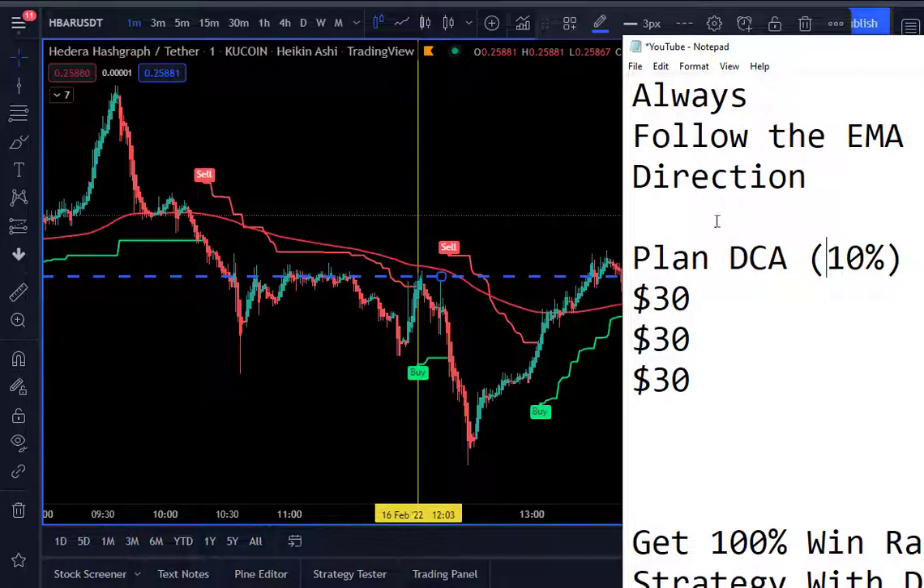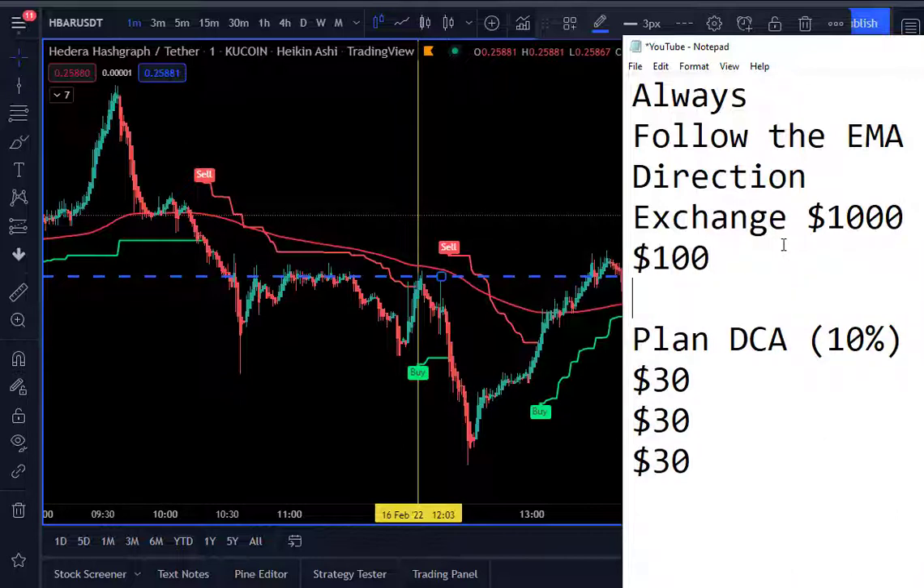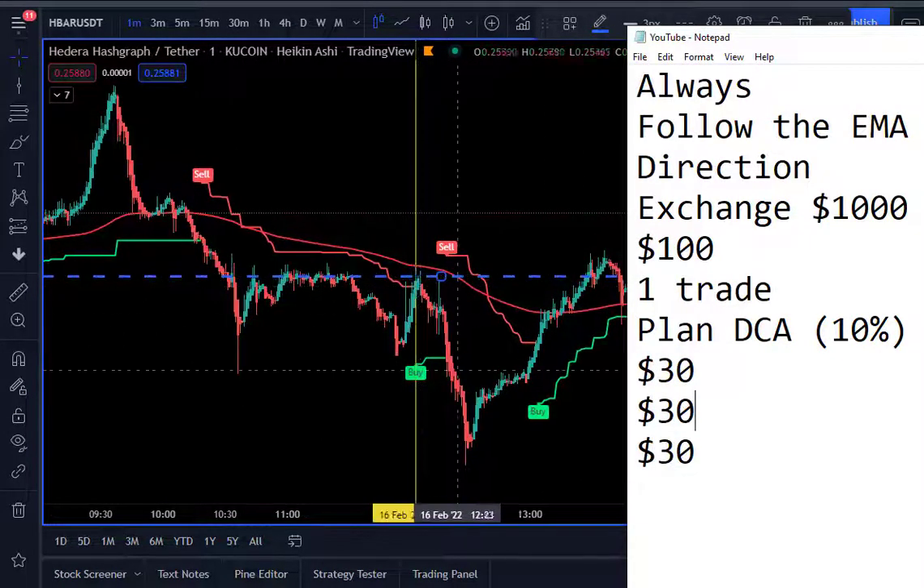So you do not want to use 100%. Let's say your exchange has $1,000, I only use 10%, which is $100, to do my one trade of DCA. I hope that explains clearly, as simple as I can explain. So my first opening trade here will be $30, but then again we saw the price went down.